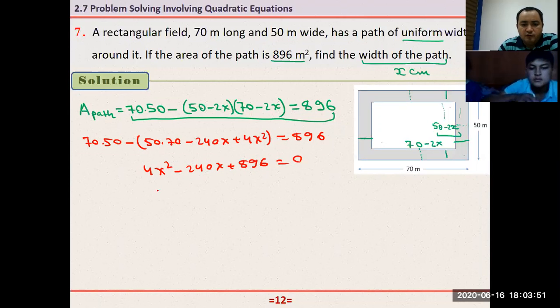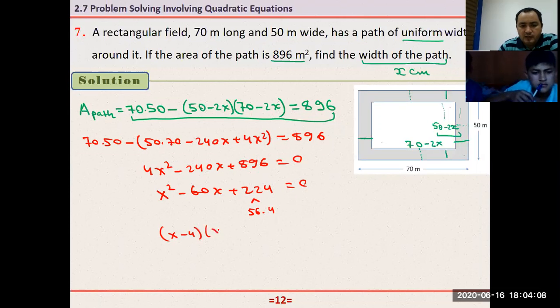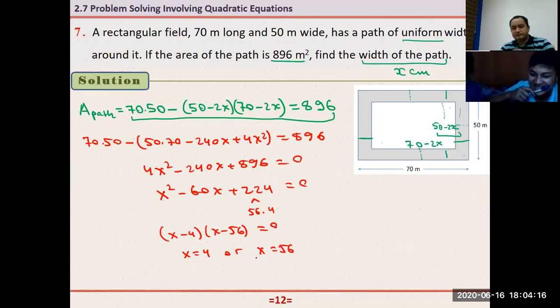And divide by 4. Yeah. x squared minus 60x plus 224 equals 0. So this one is 56 times 4, right? So we can write it as x minus 4, x minus 56 is equal to 0. x equals 4 or x equals 56.